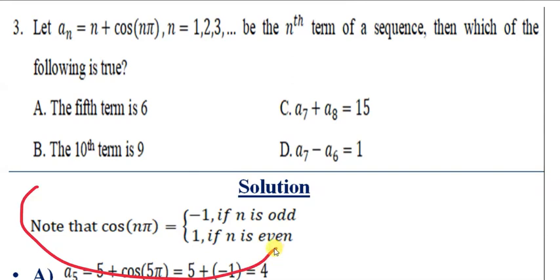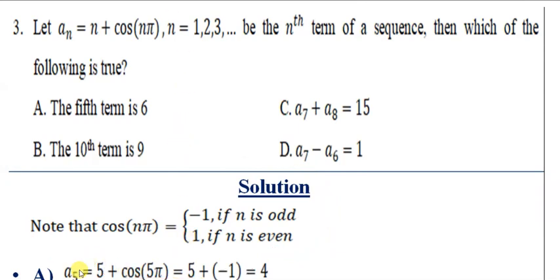Note that cosine n pi, as you can see in this circle, is equal to minus 1 if n is odd. If our n is odd, then cosine n pi gives us minus 1. If our n is even, cosine of an even number times pi is always 1. Having this in mind, let us deal with this one.